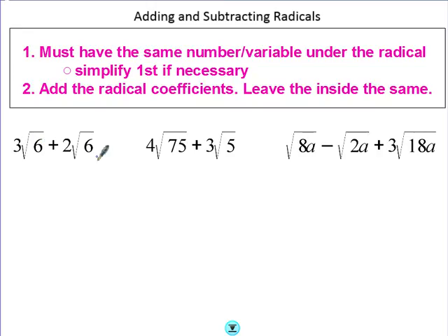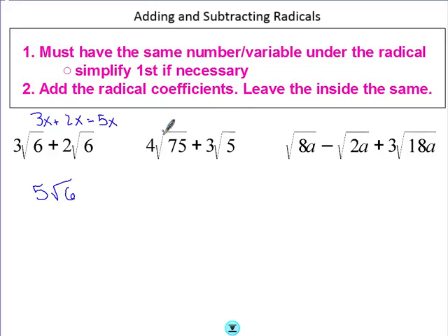And when I add them together, all I'm going to do is add the coefficients, add the numbers outside. So 3 plus 2 is 5, and then I'm going to leave it as the square root of 6. It's just like when we add variables together. If I had 3x plus 2x, all I would do is add 3 and 2 and give me 5x, okay? So it's the same thing when we're adding radicals together. 3 square root 6 plus 2 square root 6 is 5 square root 6. I don't have to do anything with what is underneath.